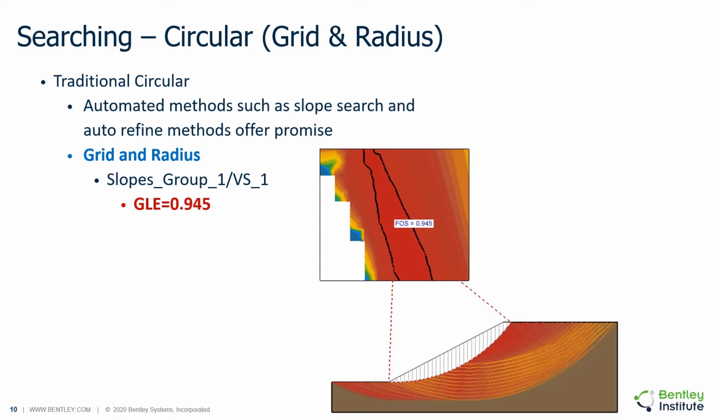The grid and radius method shown here offers a tried and true method of searching for circular slip surfaces. Automated methods such as slope search and auto-refine are easier to use and require less user input. Often the automated methods may not always yield a critical slip surface and should not be used exclusively.